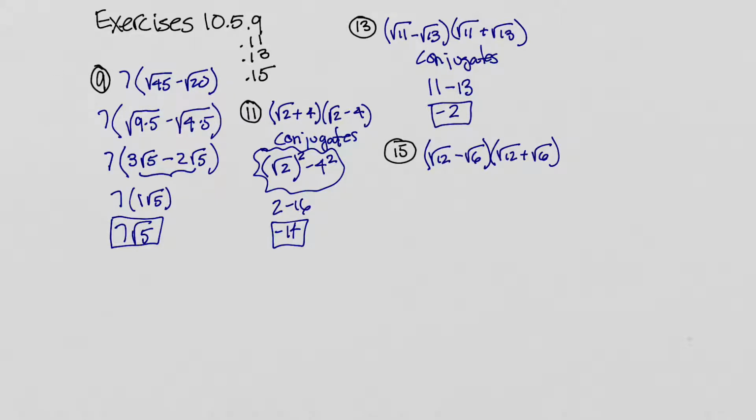And once again here in number 15, we've got conjugates. You recognize them. We've got 1 minus and 1 plus. So we're going to square the first, getting a 12, put a minus sign, square the second, getting a 6. So we just get a 6 out of this one.